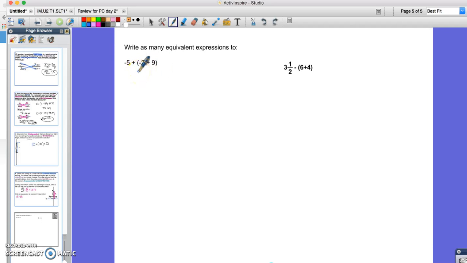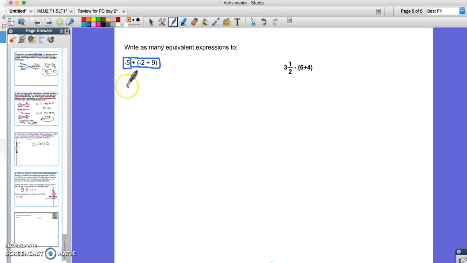When we're looking at an expression, each piece of it is called a term. So right here, -5 is a term, and this positive parentheses -2 plus 9 is also a term. So when we write an equivalent expression, we need to see these two pieces in some form in our new expression. Remember, we're rearranging the furniture. We're not changing the furniture. We're just rearranging it. We're moving the pieces around.